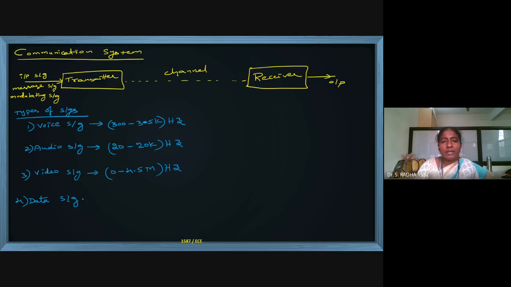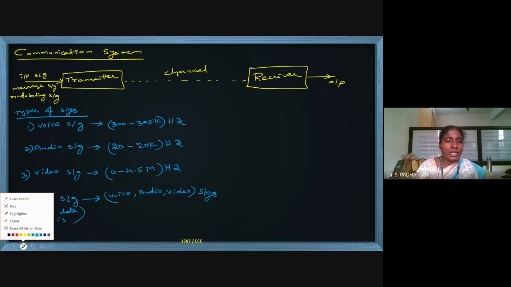Now, data signal means it can be a ones and zeros representation, a binary data signal. Ones and zeros can be used to represent the signal. And this data signal can be done for voice, audio, or video signals. It can be a voice signal, audio signal, or video signal, but in the representation of ones and zeros. Okay, these are the different types of signals available.